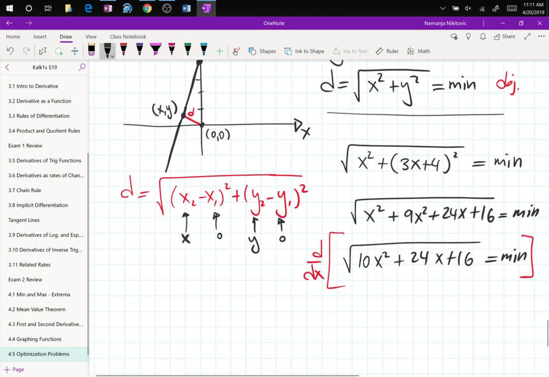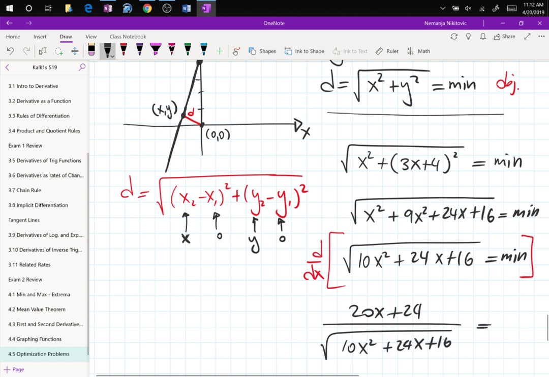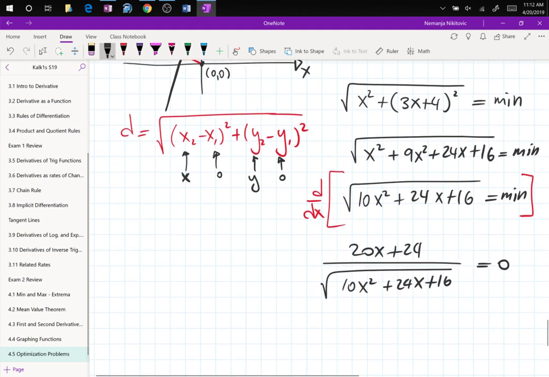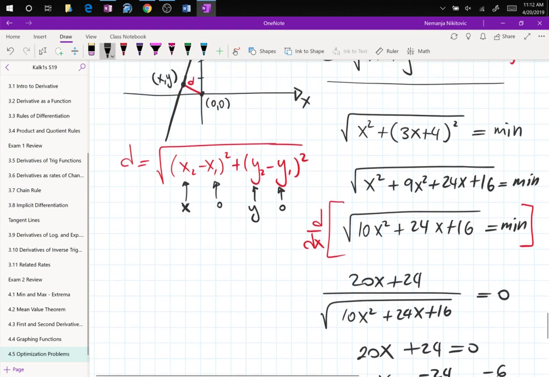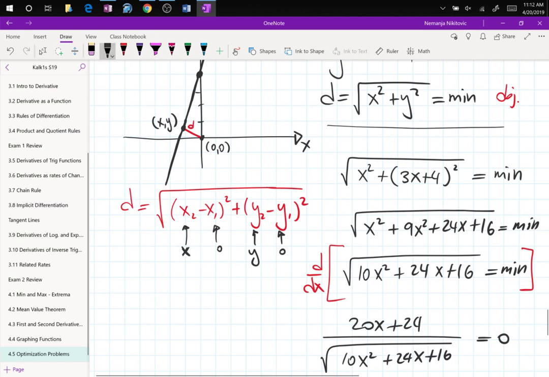And get 20x plus 24 divided by the square root of 10x squared plus 24x plus 16 equal to 0. And when you cross multiply, you get 20x plus 24 is equal to 0. x equals negative 24 over 20, cancel by 4, negative 6 fifths. It makes sense for it to be negative 6 fifths because look, that's where the negative numbers are. So negative 6 over 5 is the x coordinate.